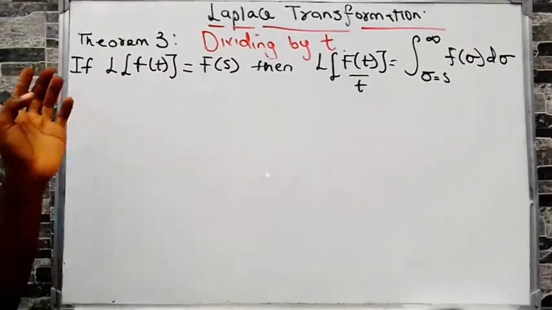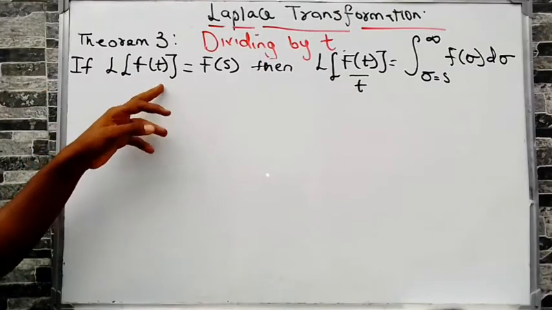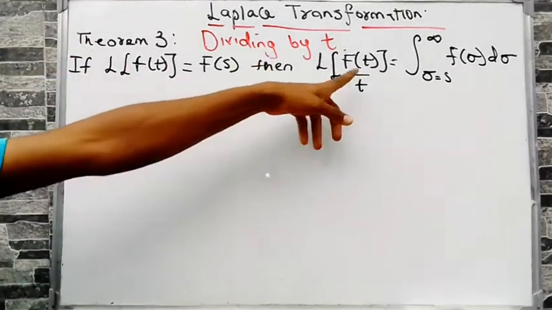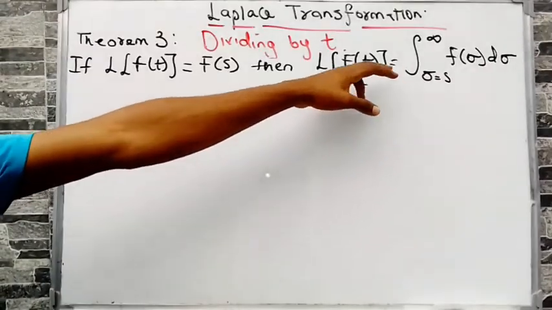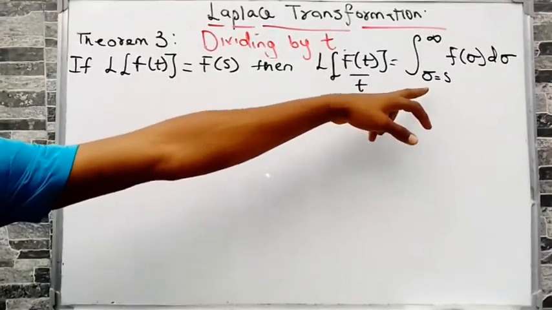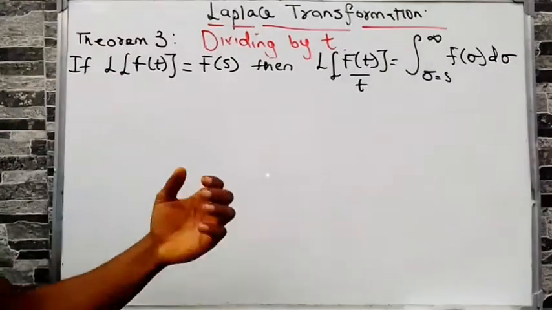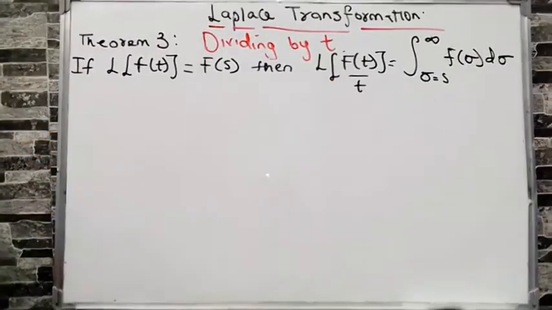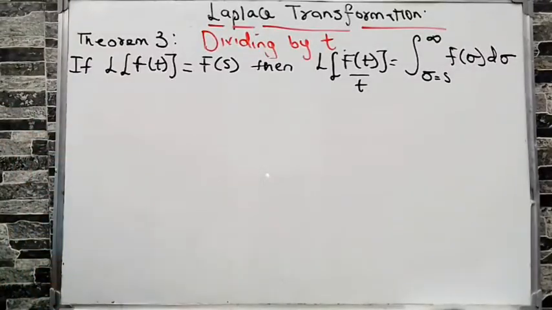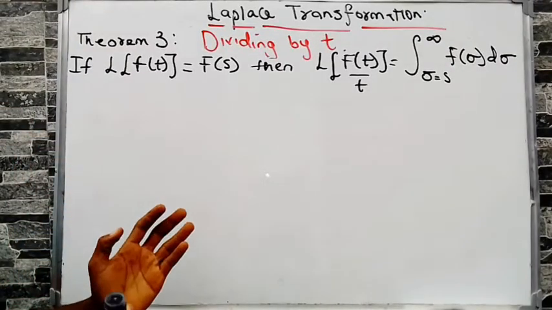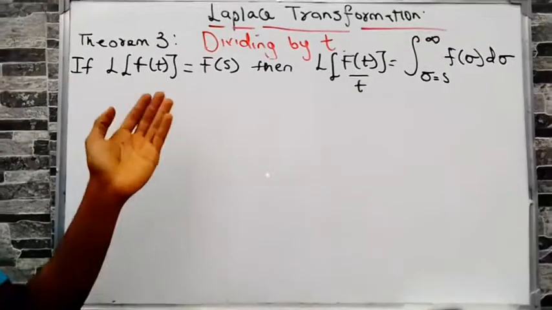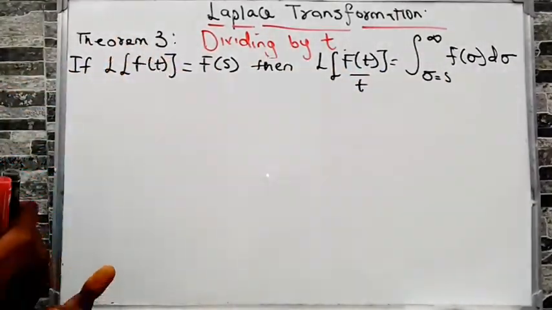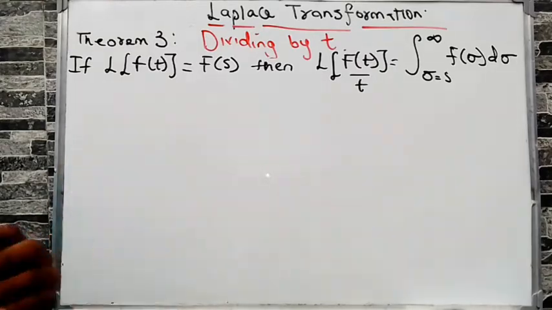Now the theorem says if the Laplace of a function of t is equal to a function of s, as we know, then the Laplace of a function of t divided by t is equal to the integral from another variable, which we just introduced, to infinity of a function of that variable with respect to that variable. How we got that variable is irrelevant. You can represent it with another letter of your choice, but you just express it in that variable.